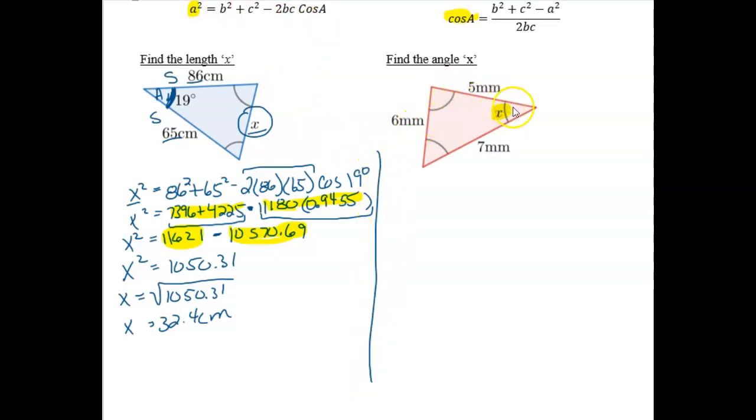So when you're looking at this to set it up, now that you've recognized it's a law of cosine question, you then look for this wedge like this. So how you would set it up, you're going to say cosine of x, because that's our missing angle x, is equal to.